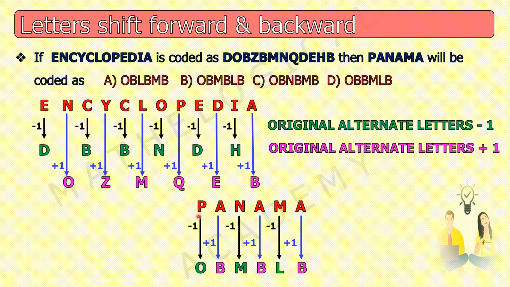What comes before P? That means one place before P, O. One place after A, B. One place before N, M. One place after A, B. One place before M, L. One place after A is B. We get our code.